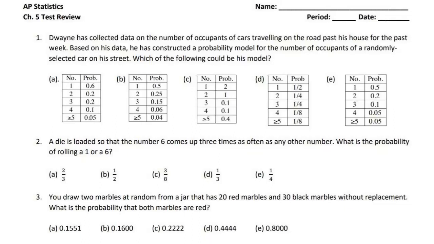All right, problem number 3. You draw 2 marbles at random from a jar that has 20 red marbles and 30 black marbles without replacement. Super important comment right there. So once you take a marble out of the jar, you are not putting it back in. What is the probability that both marbles are red?